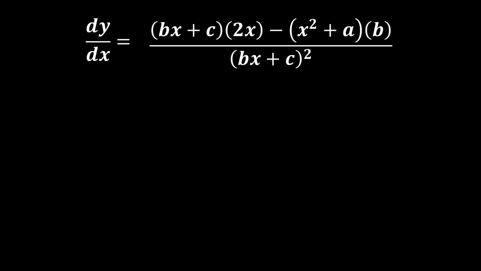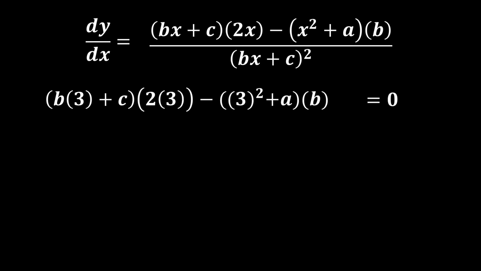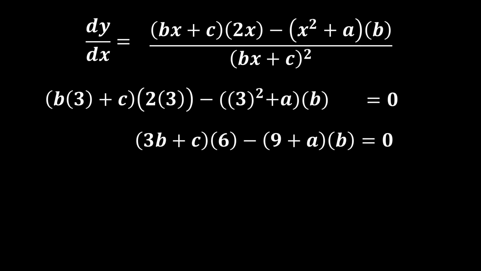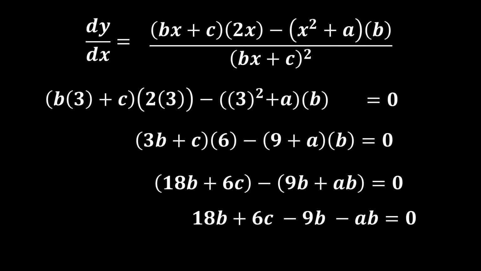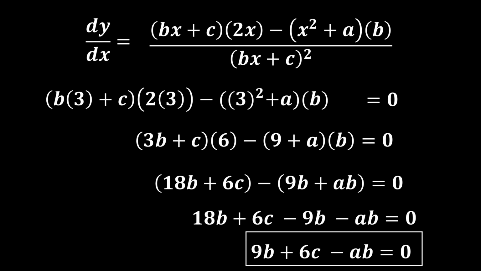So here's again our dy/dx. We are now going to say that when x is equal to positive 3, the derivative function is equal to 0. And a fraction is equal to 0 only if the numerator is 0. So now we are going to substitute 3 into the x of the numerator and equate that to 0. We are going to simplify. I'm now going to distribute the 6 and the b. I'm now going to collect like terms. So I have my last equation, 9b plus 6c minus ab is equal to 0.